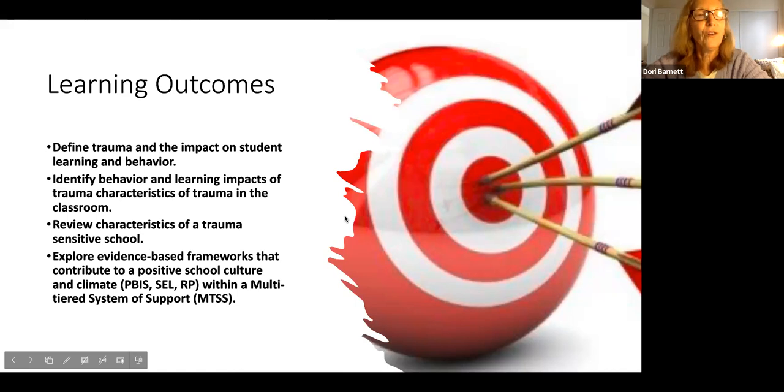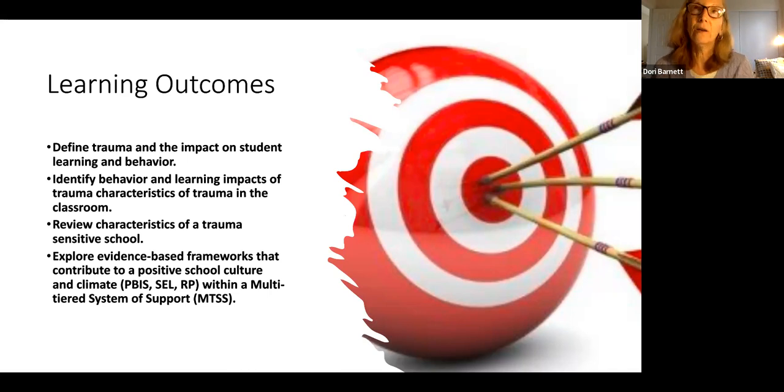So our goals for this session, the hour that we have together, is we're going to define trauma and discuss what is the impact of trauma on student learning and behavior.